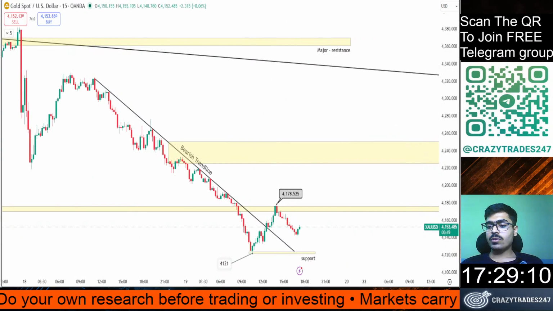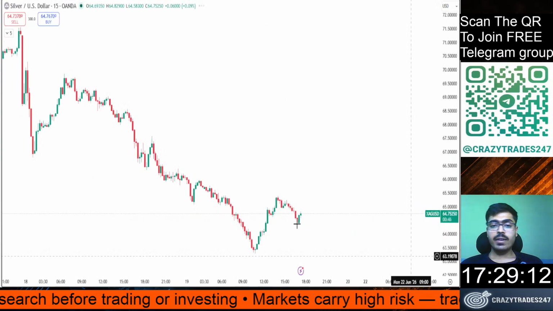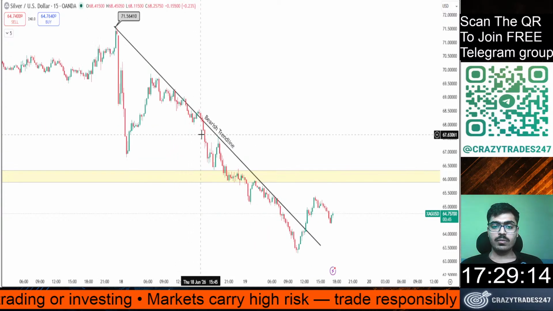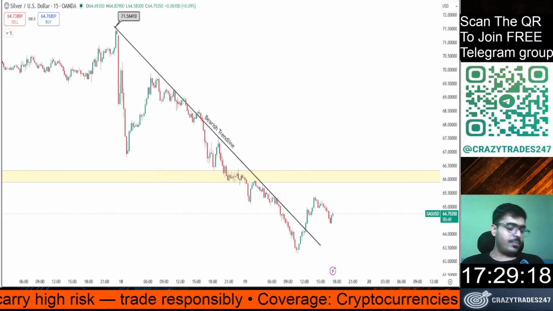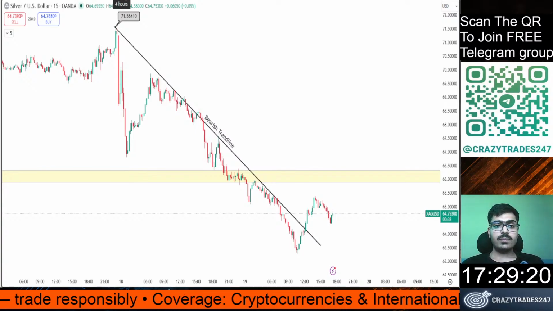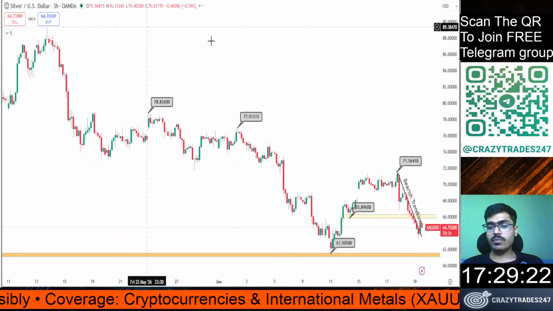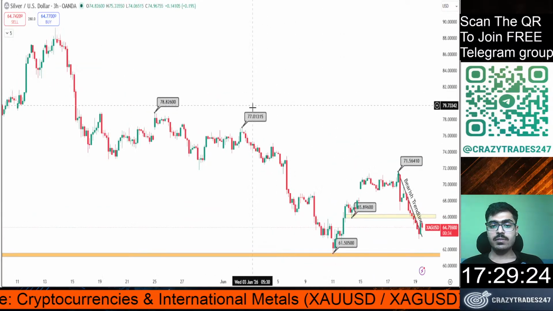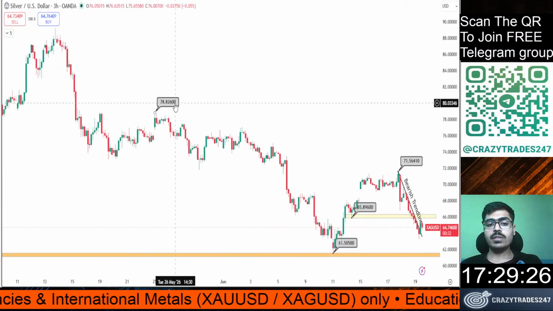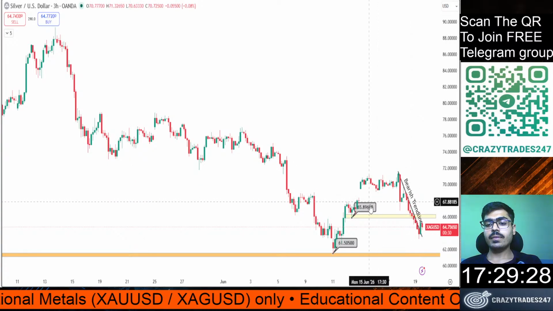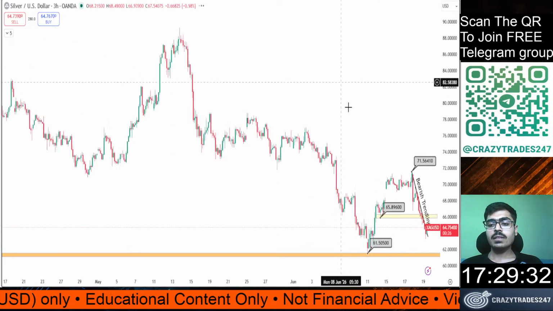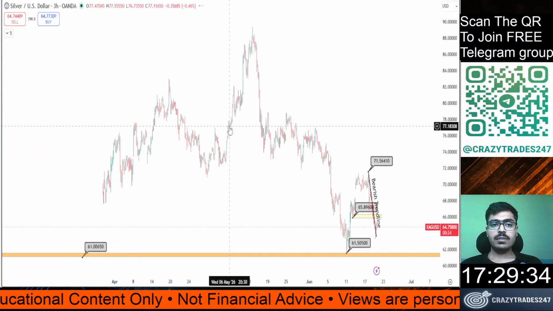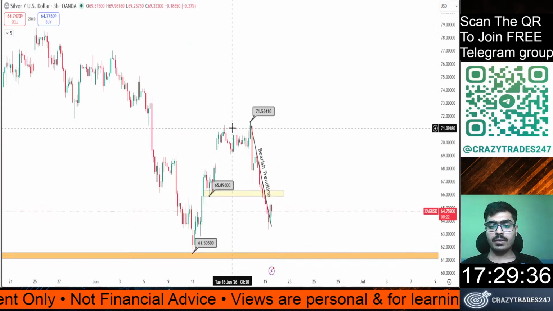Now let's check out how silver is behaving and what price formations are forming on silver. So let's start with the 3 hourly time frame, similar to what we did with gold. And yes, this is the silver 3 hourly time frame.